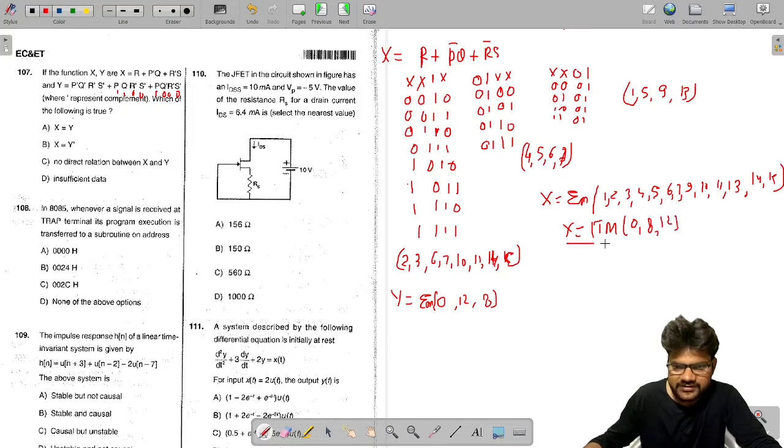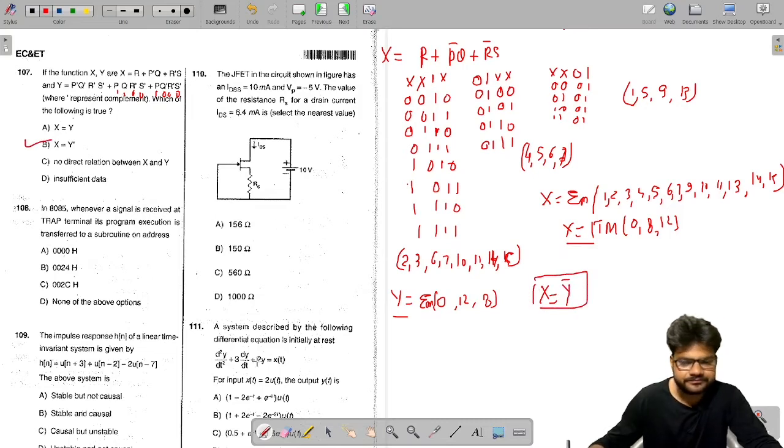So if you see x maxterm is equal to y minterm, so we can write from this x is complement of y, right. So correct option is B.